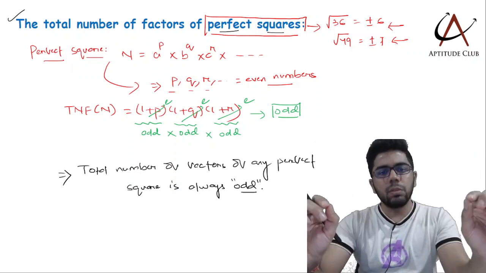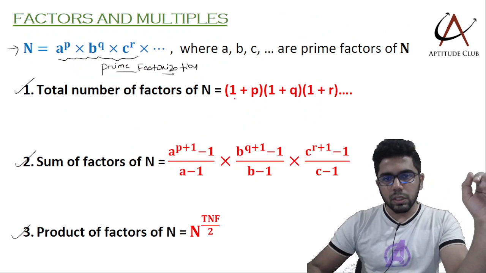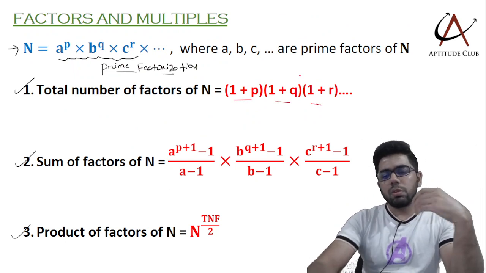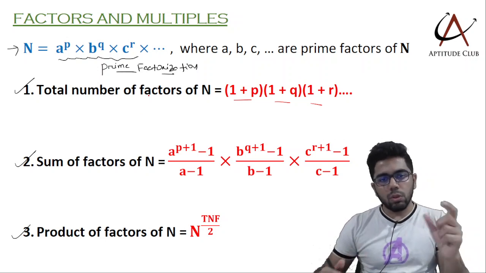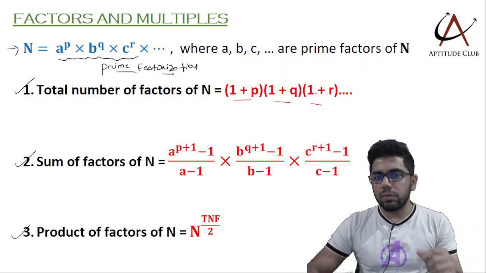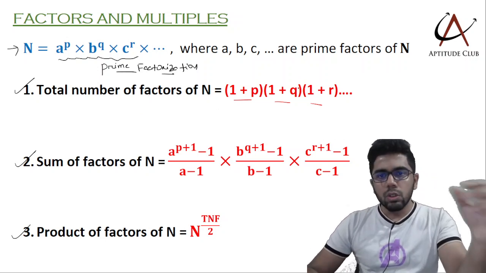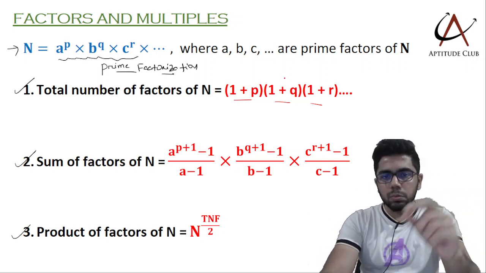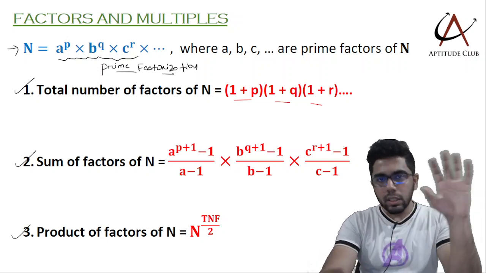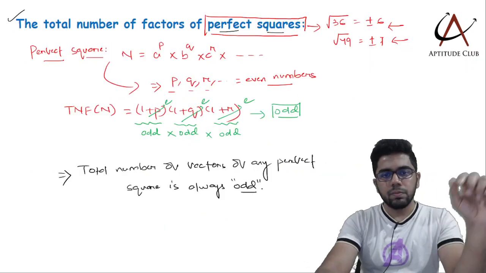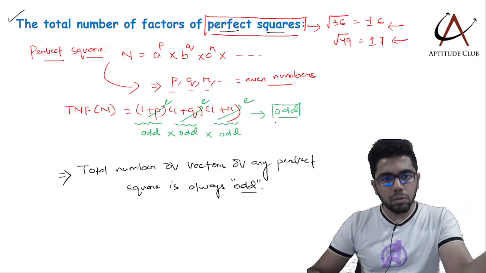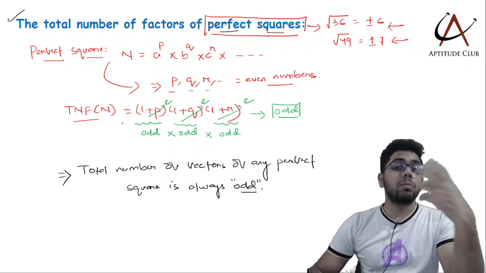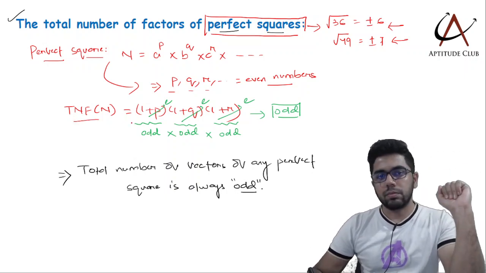Very easy, very simple. We used the formula for total number of factors. Total number of factors is basically a product. When you calculate the total number of factors, look at the design of the formula. It's essentially a product. So when I multiply three odd numbers, because P, Q and R in case of perfect squares will be even, the product of three odd numbers is an odd number. So there we get that any perfect square will have an odd number of factors.